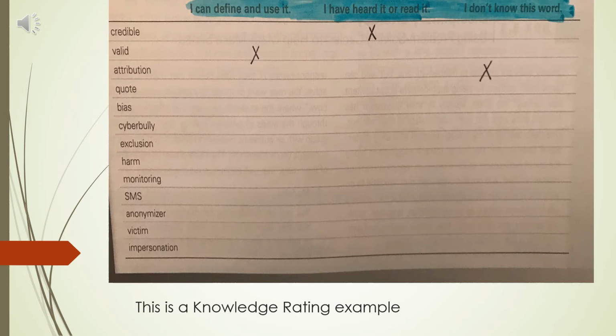So for a word like valid, I can define and use that word. Credible, I have heard of it, read it, but I really can't identify it. This helps teachers determine what the students already know and what they do not know.